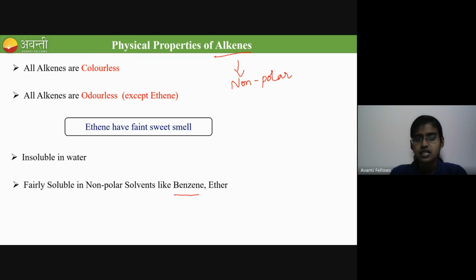benzene. Benzene is non-polar because it also contains carbon and hydrogen; it is an aromatic hydrocarbon, so it is a non-polar solvent. Alkenes are fairly soluble in non-polar solvents like benzene and ether. Ether is also a kind of non-polar solvent, as there is no complete polarization in ether. Keep this in mind. The first point is the physical nature, the second is the colored property, the third is the smell, the fourth is the solubility, and the fifth point is the boiling point.